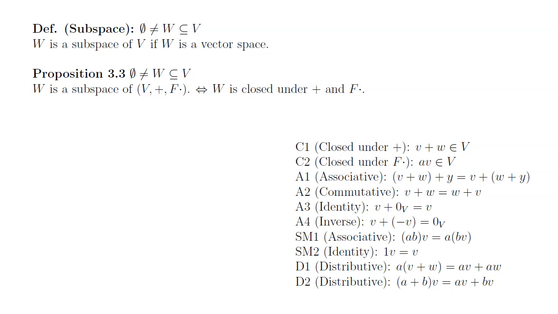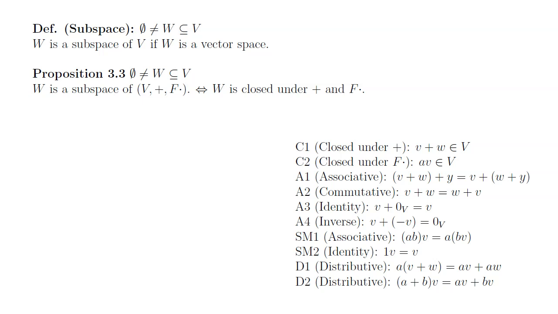All right, so let's look at a simple result. It actually saves a lot of time. Proposition 3.3. You have a non-empty subset W of a vector space. Instead of checking all the conditions of a vector space, we can check just two. W is a subspace of the vector space V, with the same addition and the same scalar multiplication, if and only if W is closed under addition and scalar multiplication.